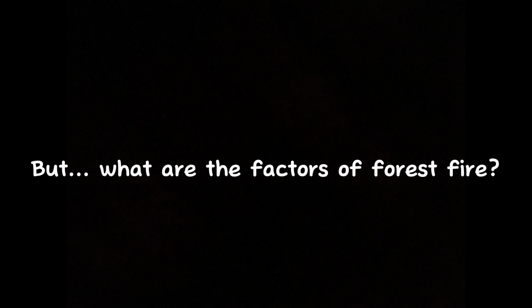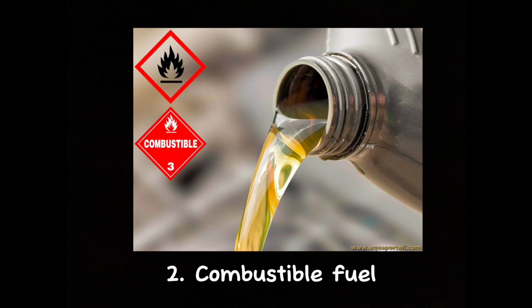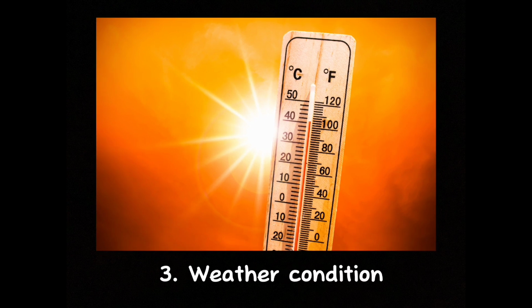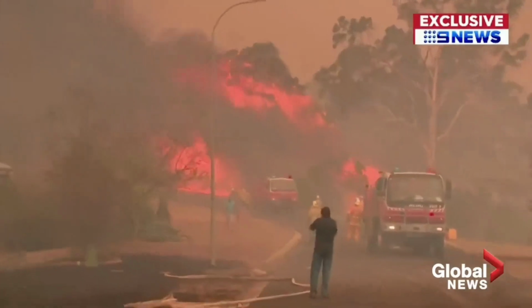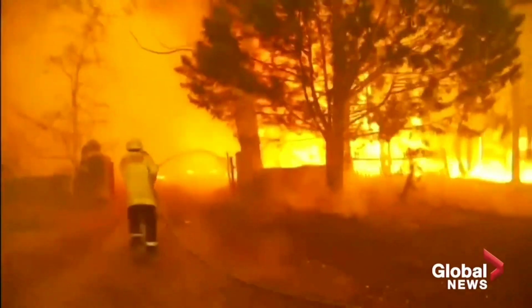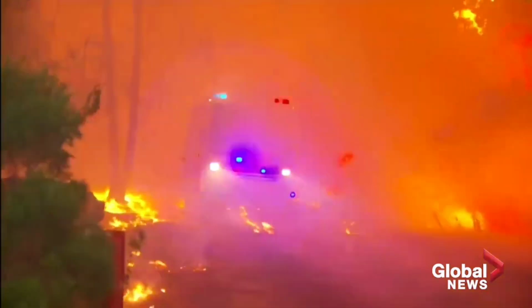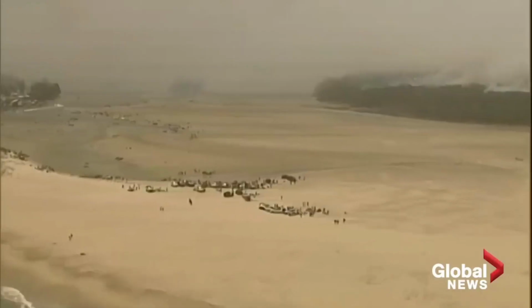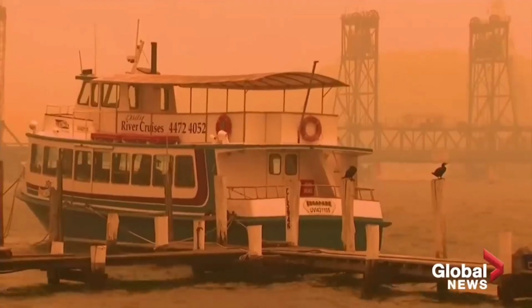But what are the factors of forest fire? The first factor is topography. The second factor is combustible fuel. The third factor is weather condition. And the last factor is human impact. Given that forest fires are caused by many factors, it is necessary to consider various influencing factors as much as possible for high-precision fire risk mapping in specific regions.